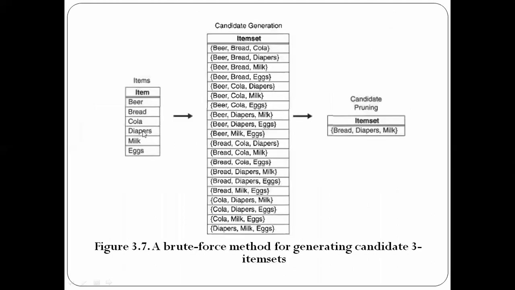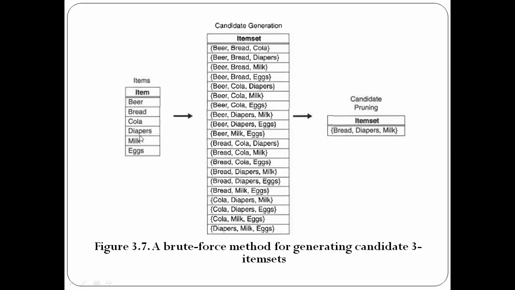For example, here we have got the items. Using these items we have generated the candidate 3 item sets. The total number of items is 6 here, and I'm generating the candidate 3 item sets, so 6C3. I guess you'll get the value as 20. So 20 candidates will be generated here. That is a huge number.